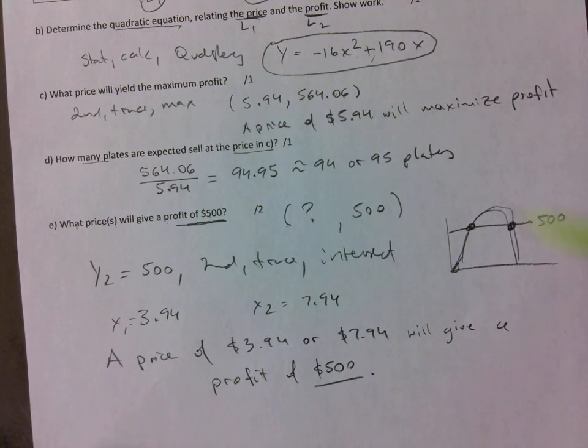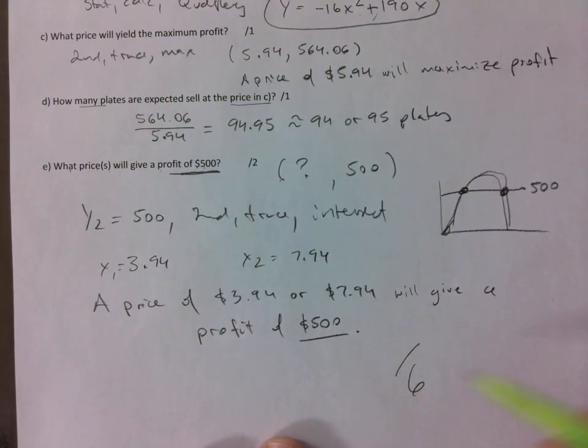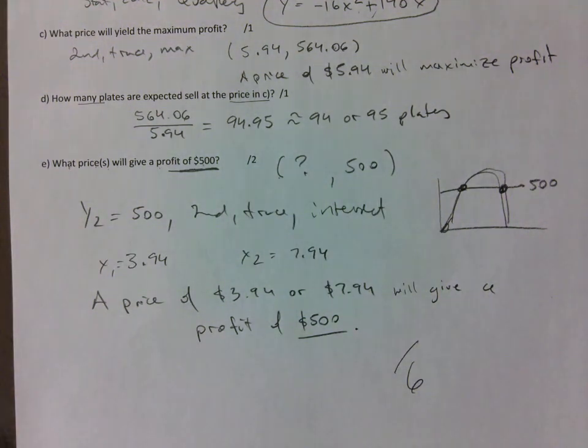So 2, 3, 4, 5, 6. So this backside is worth 6 marks. So we'll just mark this one. Just give it a mark out of 6 for this page. And that's that.